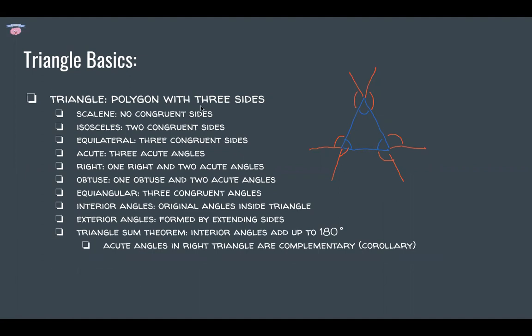Acute angles in a right triangle are complementary. This is a corollary to the triangle sum theorem, because if we're given this triangle and this is x, we can use algebra. This is y, for example. x plus y plus 90 is equal to 180. So x plus y is equal to 90. And that's what we're trying to prove. They're complementary.